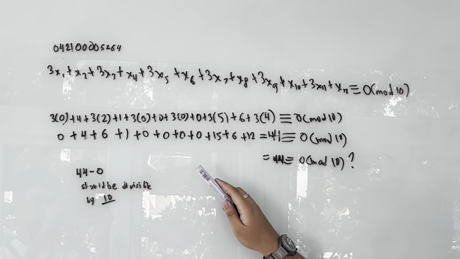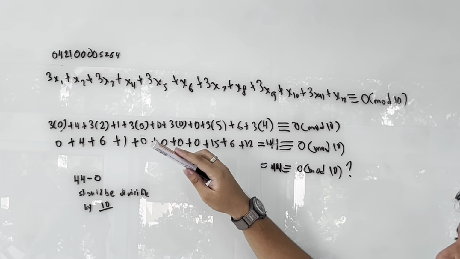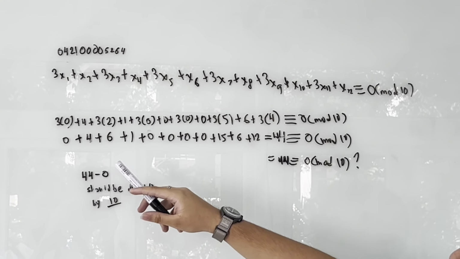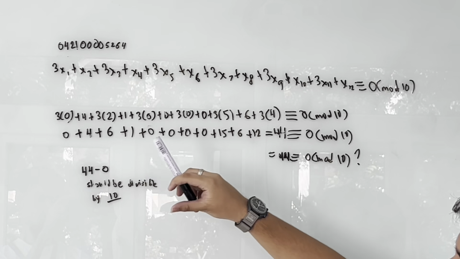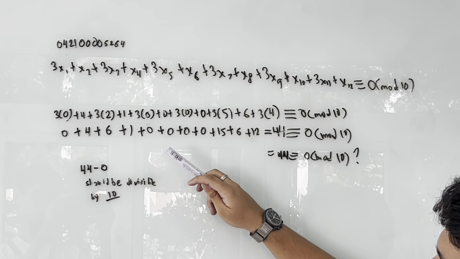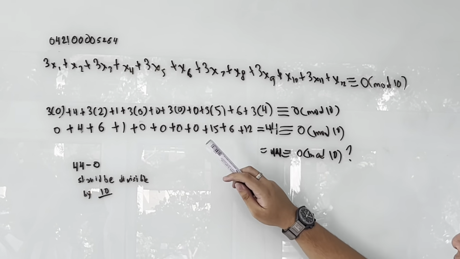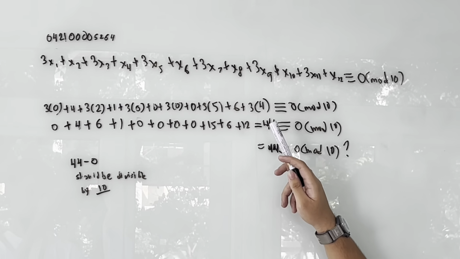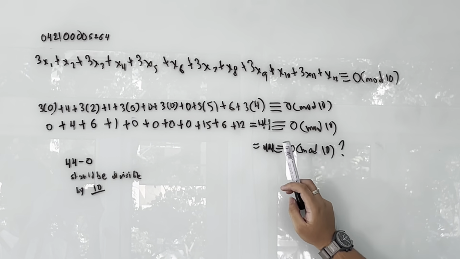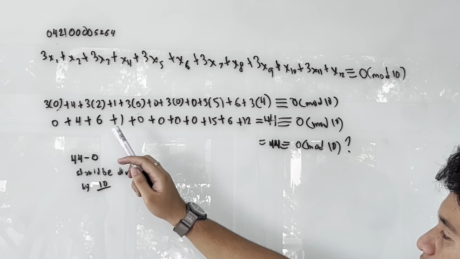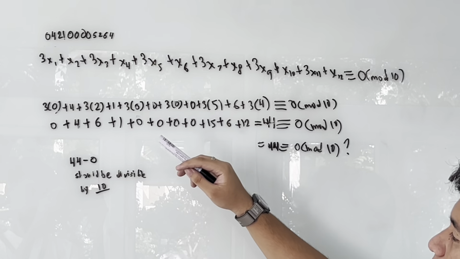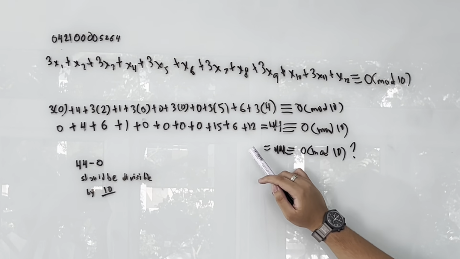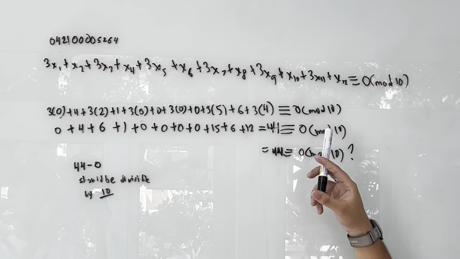In the next step, as you can see, we have already substituted our X sub units into the formula. So it will now be 3 times 0 plus 4 plus 3 times 2 plus 1 plus 3 times 0 plus 0 plus 3 times 0 plus 0 plus 3 times 5 plus 6 plus 3 times 4 should be congruent to 0 modulo 10. So now it will be 0 plus 4 plus 6 plus 1 plus 0 plus 0 plus 0 plus 0 plus 15 plus 6 plus 12, which will be equal to 44.